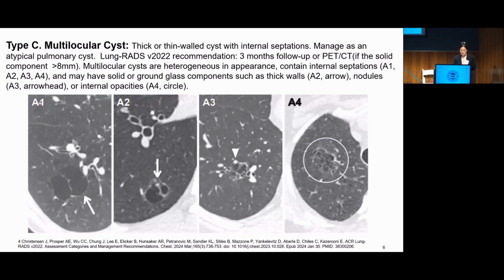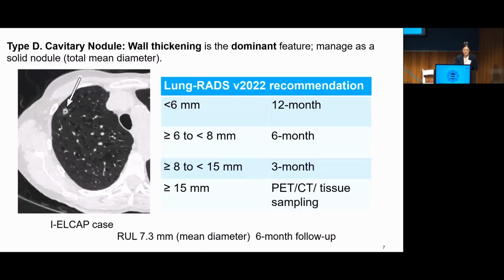Multilocular cysts are heterogeneous in appearance, contain internal septations, or may have solid or ground-glass components such as thick walls, nodules, or internal ossifications. Type D is a cavitary nodule. The wall thickening is the dominant feature, managed as a solid nodule. This is an I-ELCAP case. Based on the size, it takes 6 months follow-up for the Lung-RADS recommendation.